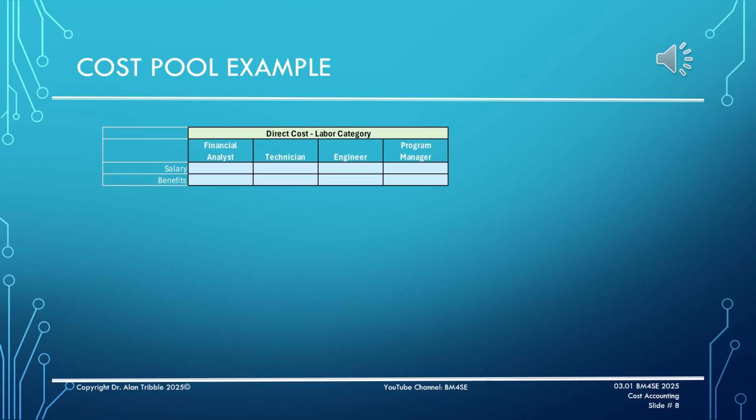Let's consider a simple example where we have 4 categories of individuals that we will need to execute a contract directly. Financial analysts to generate cost reports, technicians to assemble and test our products, engineers to design and develop our products, and a program manager to monitor and control the program. Everybody will get a salary and some benefits, so we can estimate the total cost of the salary and benefits for all of the financial analysts, then all of the technicians, and so on.